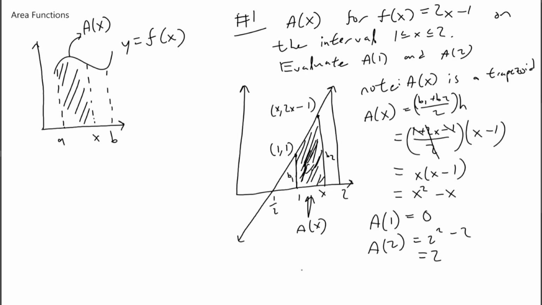And if we try to find A prime of x, we'll realize that A prime of x is actually pretty simple. It's the derivative of x squared minus x, which gives us 2x minus 1. And we can realize that A prime of x is actually equivalent to f of x. A little bit odd, is it not?